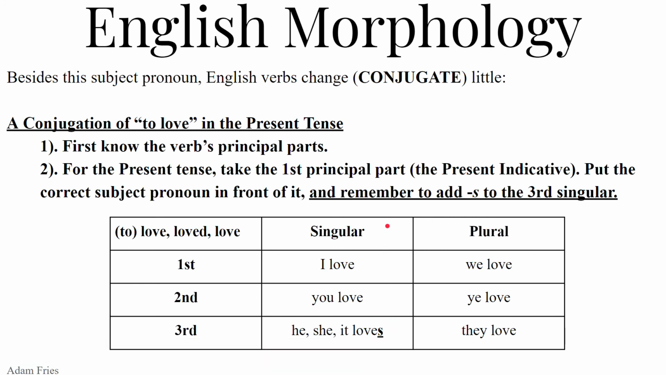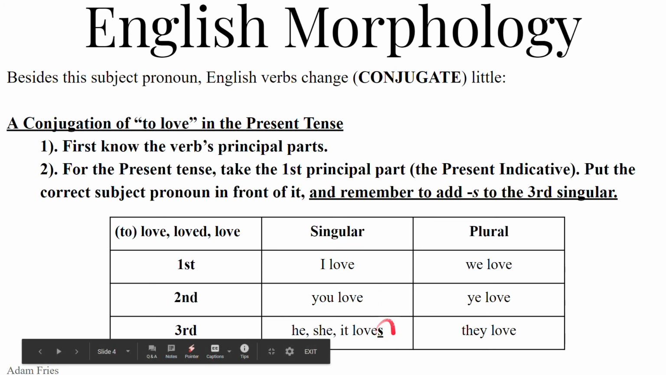So I love, you love, he, she, it loves, we love, ye love, and they love. Remember that this could also stand in for I am loving and I do love. But basically, I love, you love, he, she, it loves, we love, ye love, and they love. Only adding an S to the third person singular.